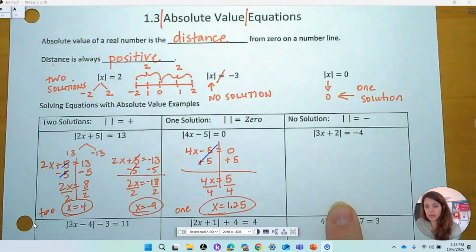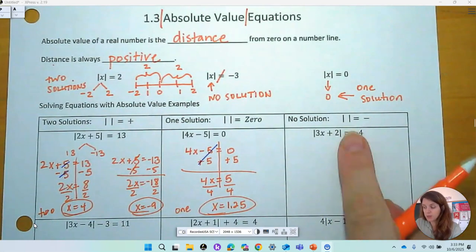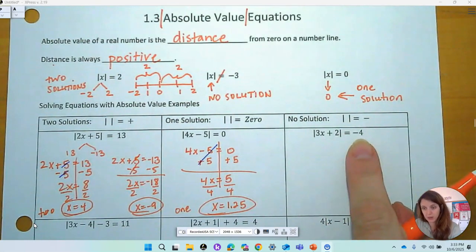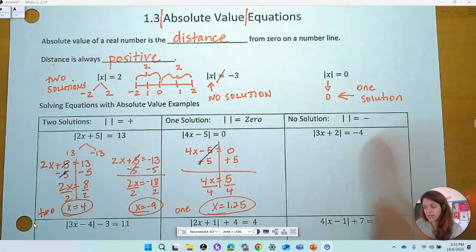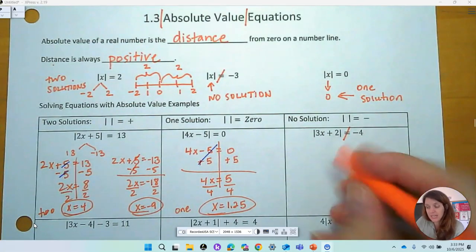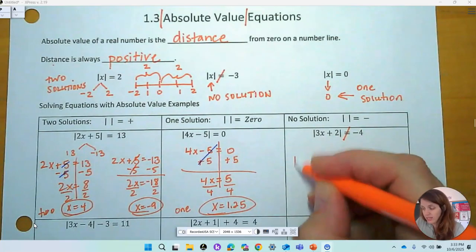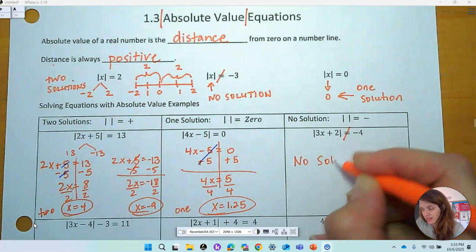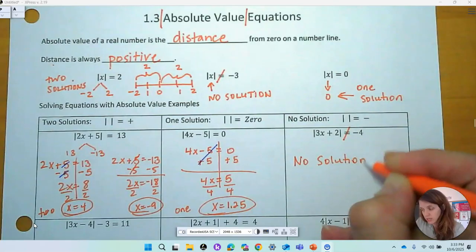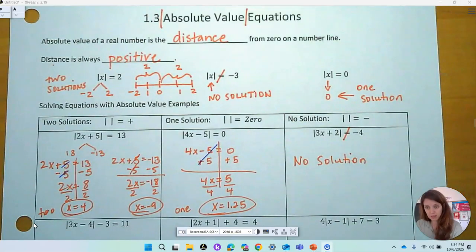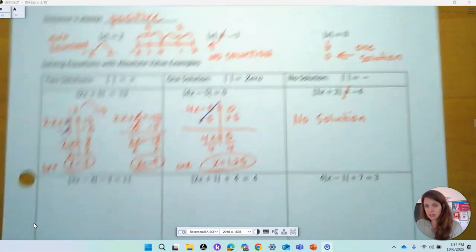Over here, we're going to see what happens when we have an absolute value equals a negative number. I cannot have an absolute value equaling a negative number. This is not a true statement. So actually, these are the easiest problems because I do not need to solve. All I need to do is say that there is no solution to this problem. And I'm done. All right, let's look at some other examples.